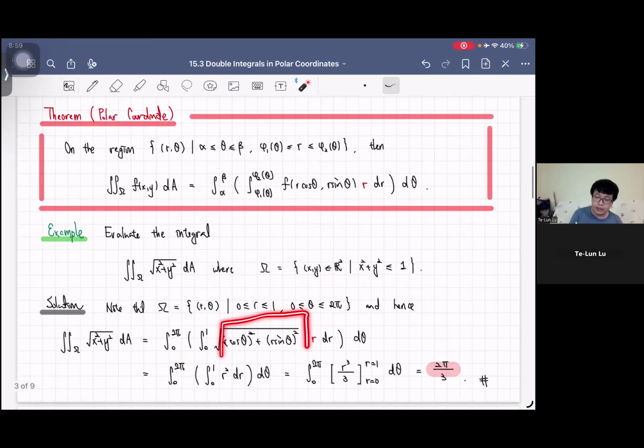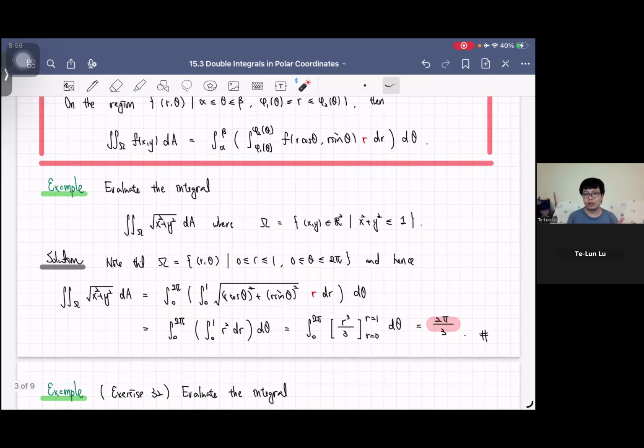So this guy actually does not depend on theta because the Pythagorean theorem tells us that cosine squared plus sine squared is always 1. So the square root of r squared is r, times r is r squared. So it becomes a really simple integration over a rectangle region, right? The integration of r squared with respect to r is given by r cubed divided by 3, and theta all the way from 0 to 2 pi gives you 2 pi. So the whole answer will be 2 pi over 3. So you see that this is just a 2-line or 3-line proof, right?